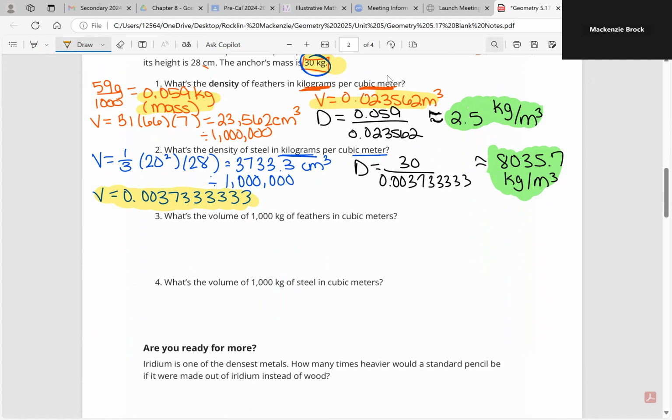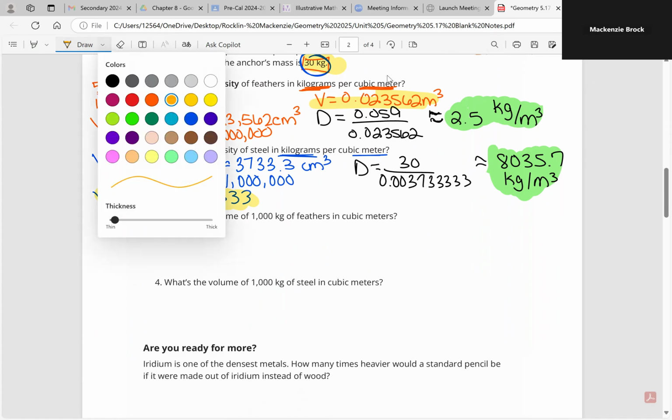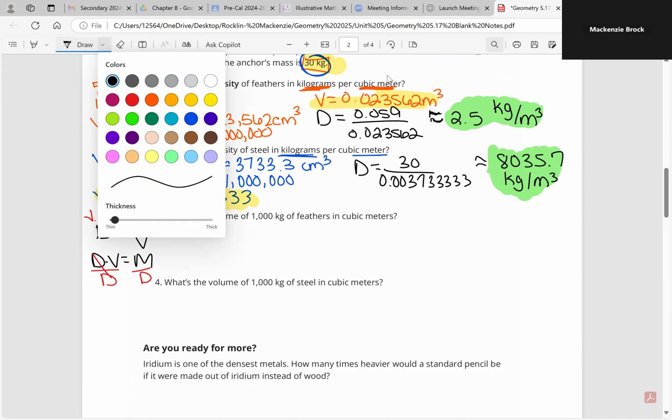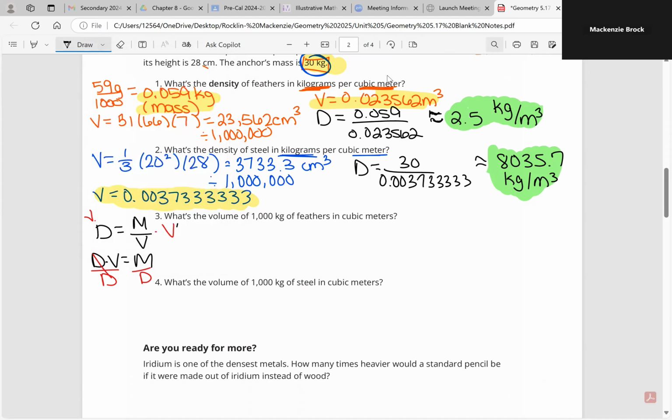What's the volume of 1,000 kg of feathers in cubic meters? Okay, so we're kind of rearranging this formula. So remember, I told you density is equal to mass over volume. But now I want the volume by itself. So let's multiply by the volume, multiply by the volume. And I get density times volume equals mass. Maybe something for a different day to look at, but let's get volume by itself, divide by D, divide by D. I get volume is equal to mass over density.